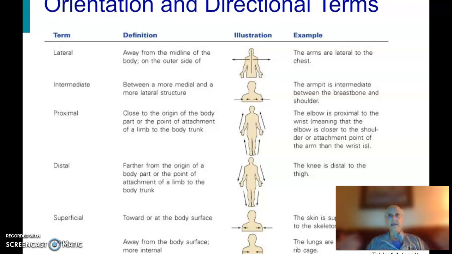If I am looking at my organs as compared to my bones, so if I look at my rib cage, my lungs are deep to my rib cage. So my rib cage is closer to the surface of my body. My lungs are further inside my body, so they are considered to be deep.